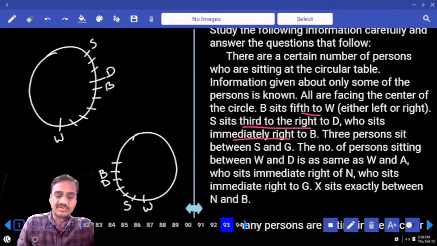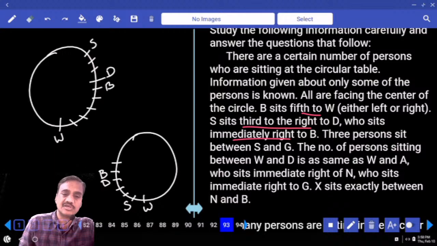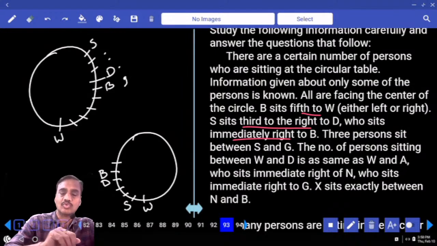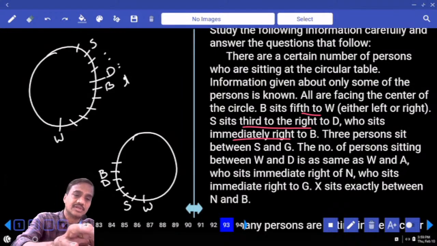Three persons in between S and G. Now in between S and G, how many persons are there? There must be exactly three people. As three people are there, 1, 2, 3. Can G be at this place? No. Hence, S sits and three persons between S and G, G must be at this place.